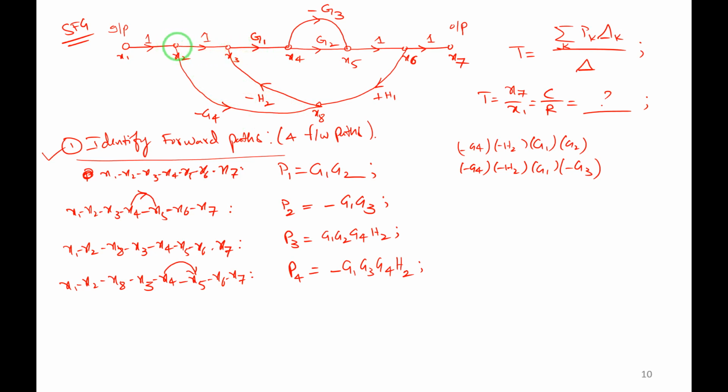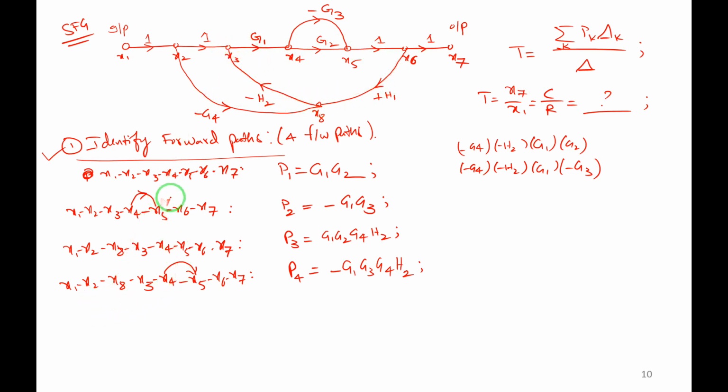Let me start from X2. It goes like this. No, this is not possible. I'll start from X3. From X3 I will go X3 to X4, X4 to X5, X5 to X6. From X6 I will come to X8. From X8 I am going back to X3. Yes, this is one loop.